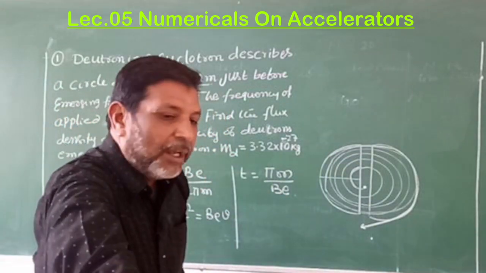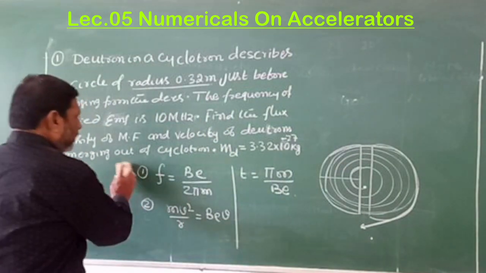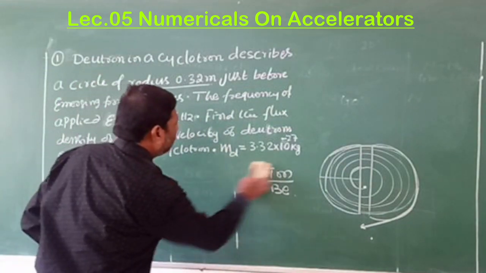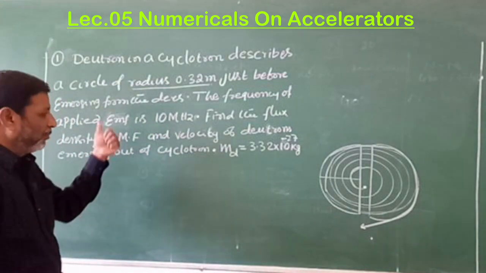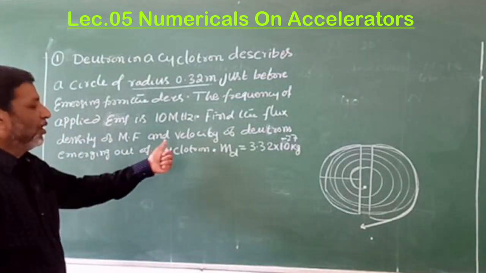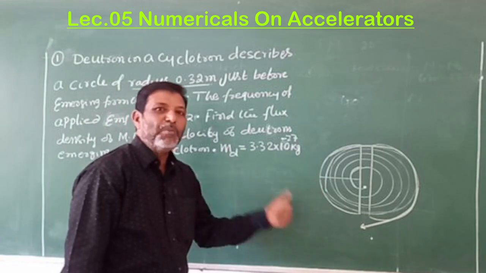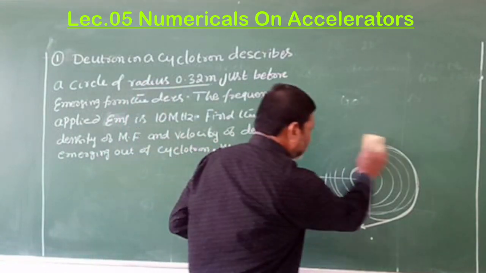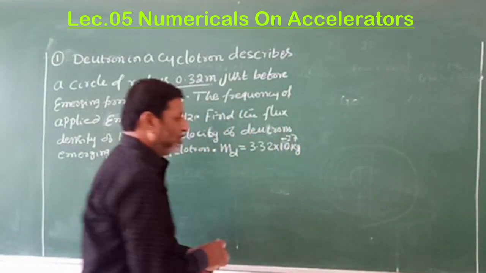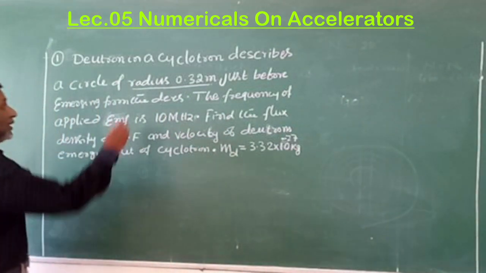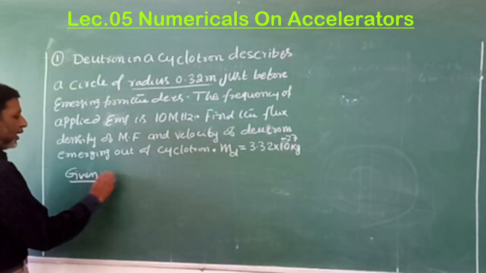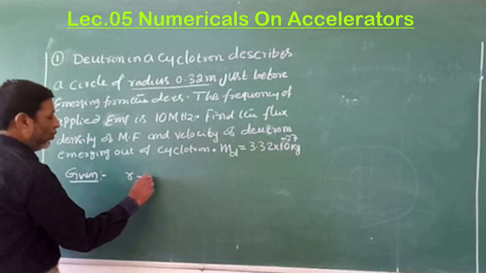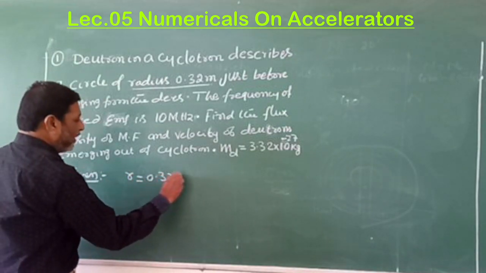Then, by using these values, you have to calculate the flux density of the magnetic field, that is, the magnetic field value, and the velocity with which the deuteron will come out of the cyclotron. These two values you have to calculate. Now, let us see here first. The given values: radius R is equal to 0.32 meters.